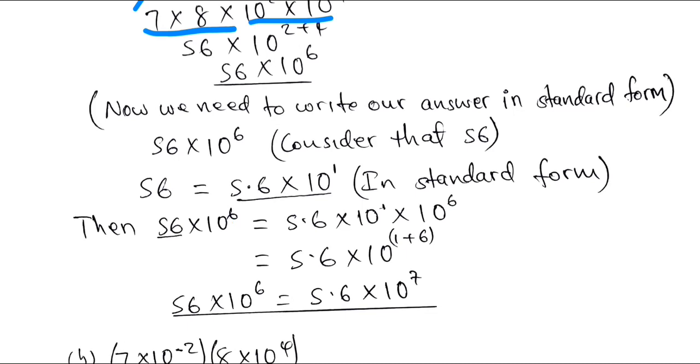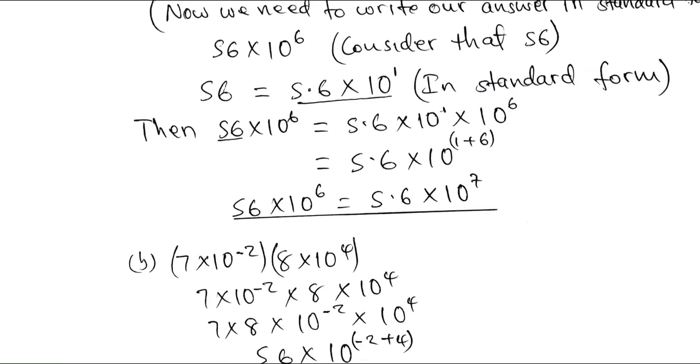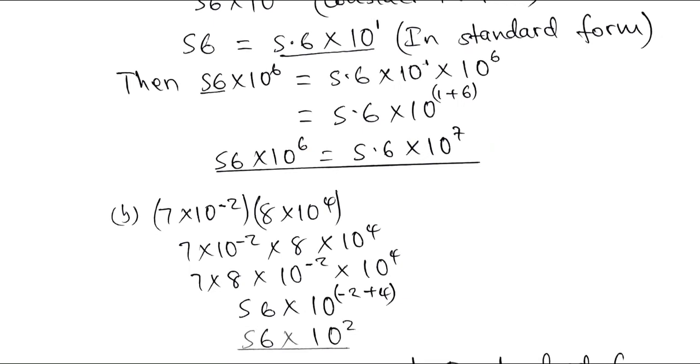From there, this is 10 exponent 1, this is 10 exponent 6. You have to sum up, because when you multiply the same base, you're supposed to sum up the exponents. So this one plus this one will get 7. So 5.6 times 10 exponent 7. This one will be the answer in standard form.